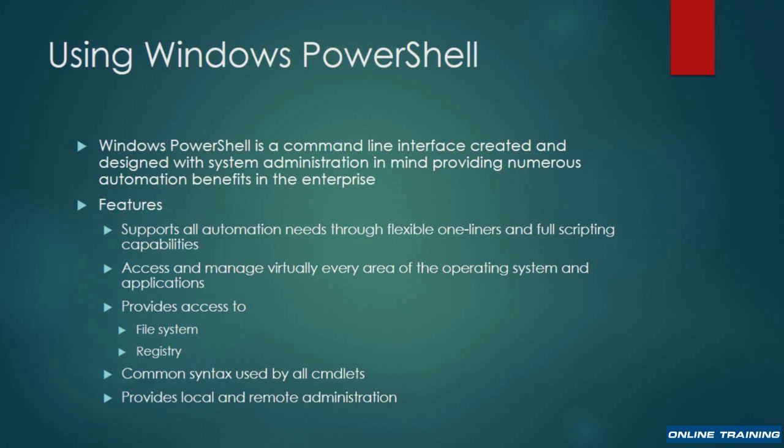Let's start with some of the features of PowerShell. It does support virtually all automation needs through flexible one-liners and full scripting capabilities. A one-liner is essentially multiple PowerShell commands that are strung together using the pipe character. And so essentially I can get, say, a list of events from the event logs, and then I can filter those events to just particular ones that I want, and then I can sort them all in a particular arrangement. That would be 3 separate commands, but it would be a one line.